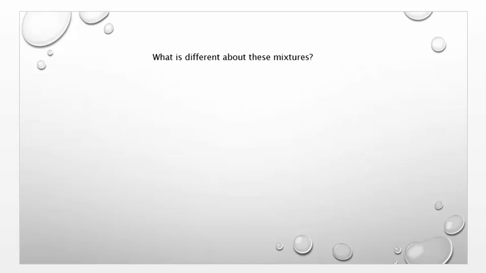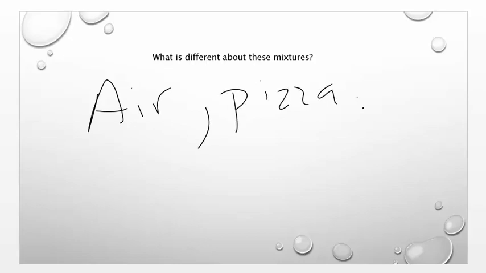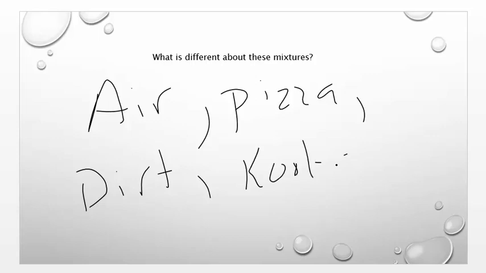So on the last slide I talked about a whole bunch of different types of mixtures. So I'm going to ask you, what is different about these mixtures? If I can say that air is a mixture, and that pizza is a mixture, and that dirt is a mixture, and that Kool-Aid that you drink in the liquid form is a mixture. What is different about these mixtures?